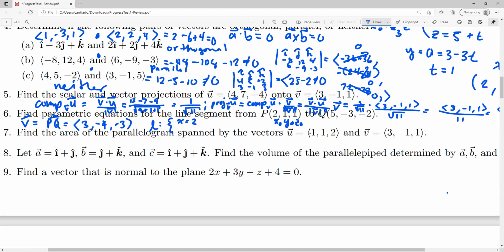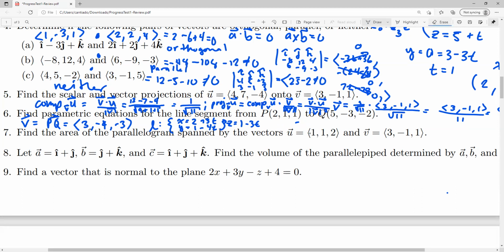X is equal to 2, and then V1 is 3, so this will be 3t. Y is equal to 1 minus 4t. And I'm going to write it over here because I don't have space. Z is equal to 1 minus 3t, right? And that right there is your parametric equations for the line. But notice what the question's asking. It's asking for the line segment from P to Q.